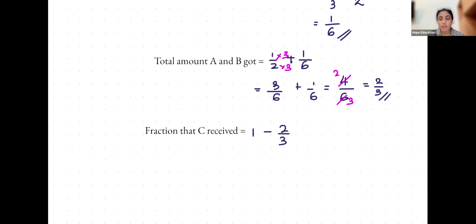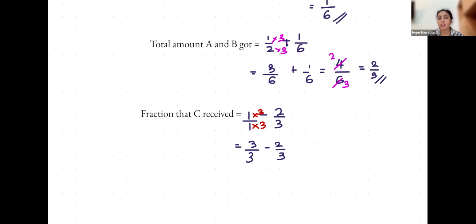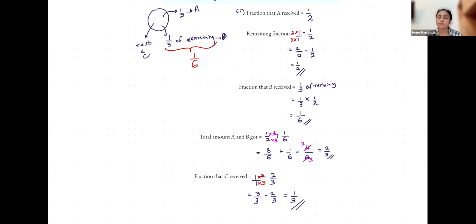When you have 1, that means the denominator also has 1, right? So to make this the common denominator, I multiply this by 3. Then I have to multiply the numerator also by 3. Then I have 3/3 minus 2/3. The denominator is the same, so 3 minus 2 is 1. So the fraction that C received is 1/3. Is that clear, Lama? Is that clear?